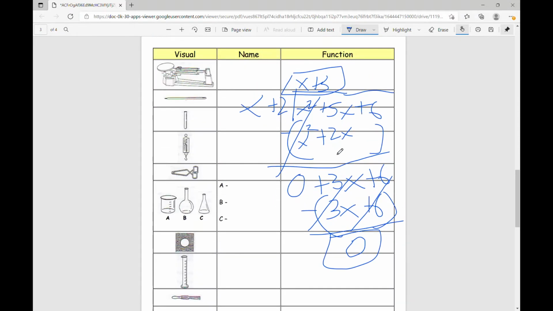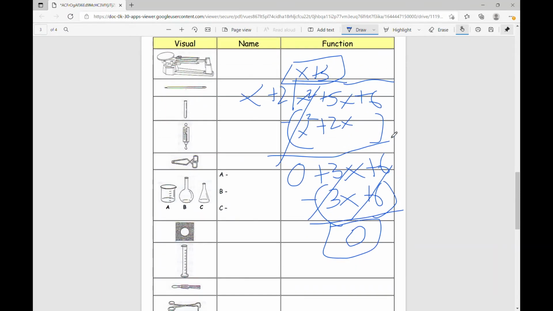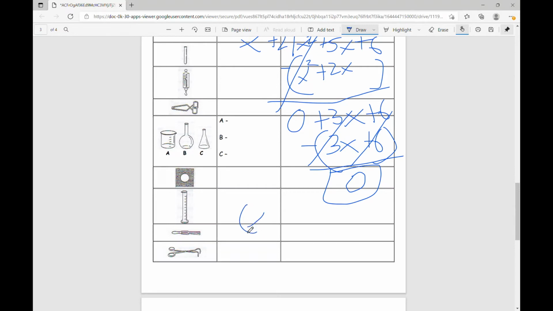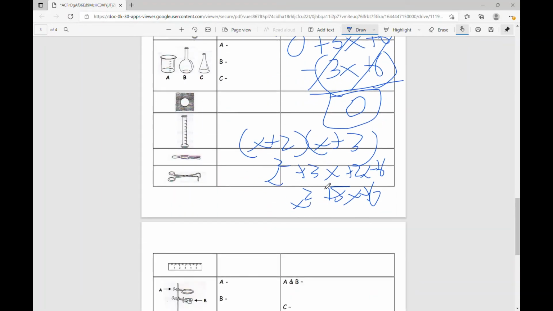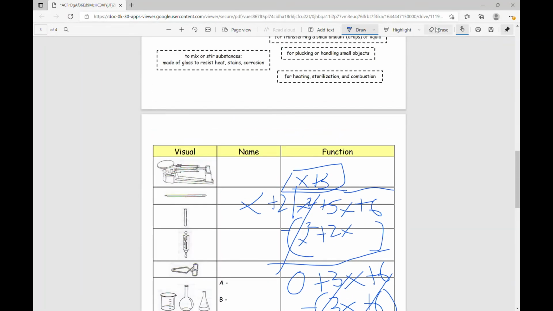And you can check your answer. If you do x plus 3 times x plus 2, you're going to get x squared plus 5x plus 6 if you FOIL it. So if you do x plus 2 times x plus 3, it's going to be x squared plus 3x plus 2x plus 6. So it's x squared plus 5x plus 6. So you do get that one. So as you can see, the answer is correct. So the answer is x plus 3 for that polynomial division.